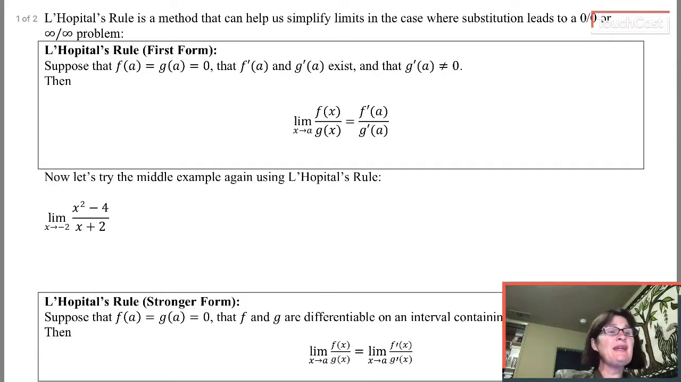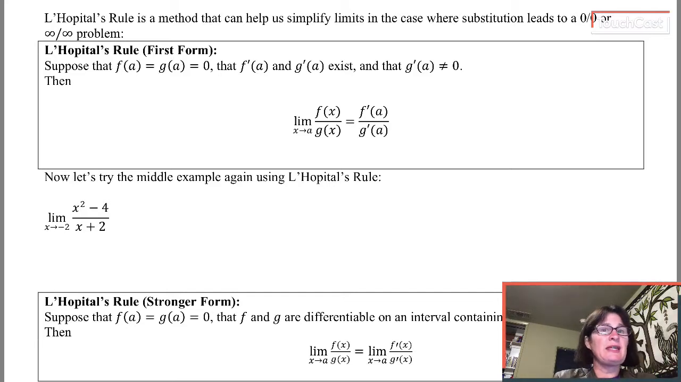If you have some ratio of 2 functions, so let's imagine you have f over g, and you want to find the limit as x approaches a of f of x over g of x, if substituting in would give you 0 over 0, then you can evaluate f prime of a divided by g prime of a, and that will be exactly equal to the limit. So we're going to try that from the first example.